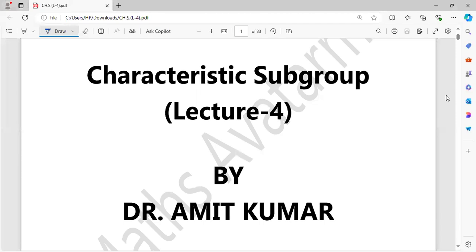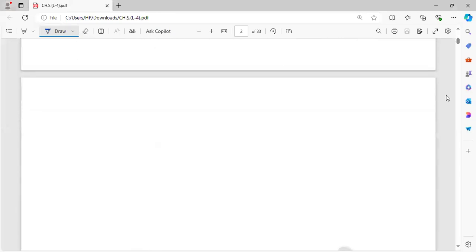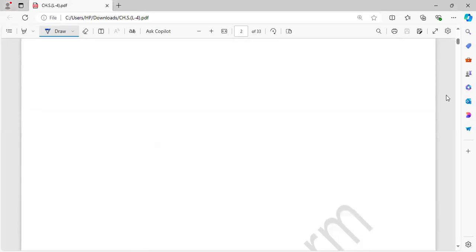Today we are going to see the lecture on characteristic subgroups of a group. So let's see today's result. We are going to prove a very important result: if H is a unique subgroup of a given index, then H is a characteristic subgroup of G. So I'm writing that result.